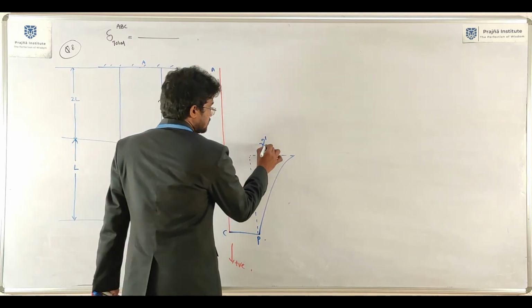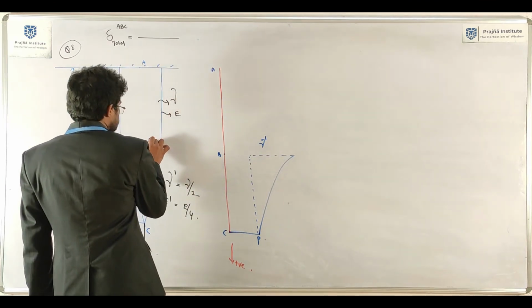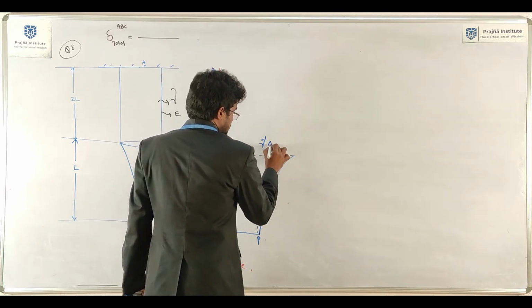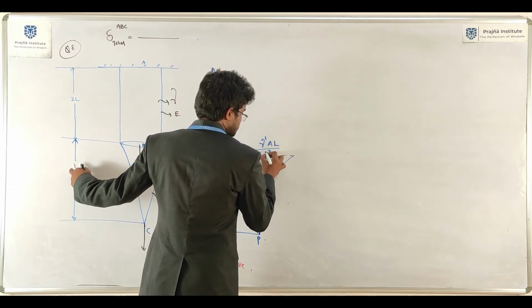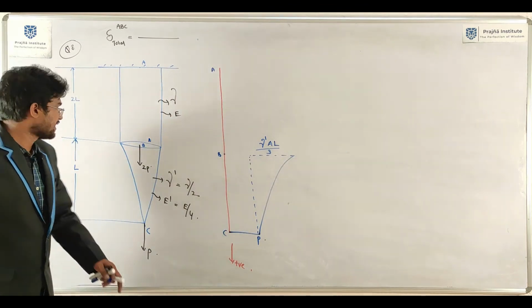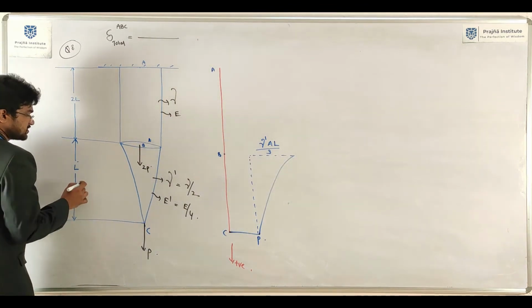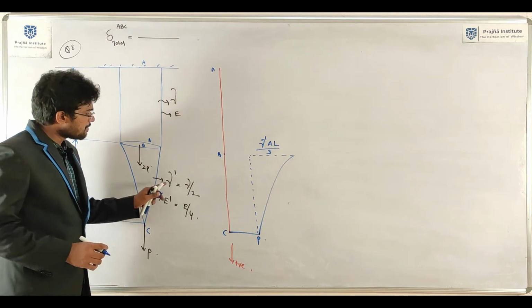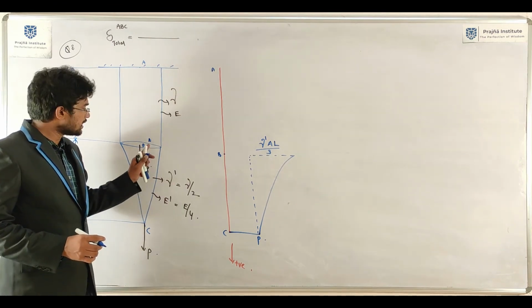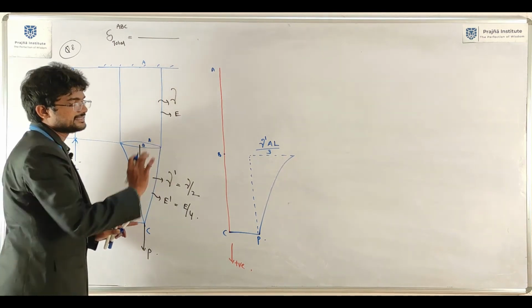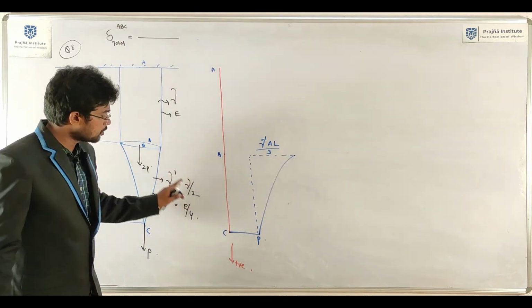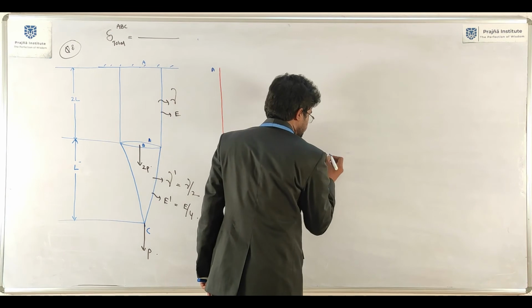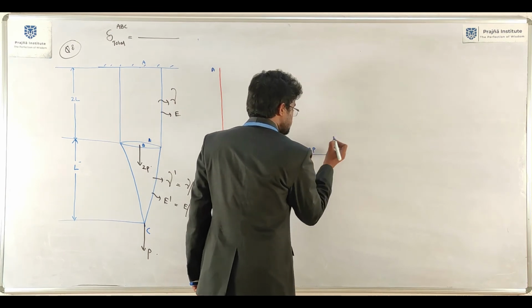Gamma dash, it is A, of course, and it is L by 3. Gamma dash, here you can take L dash, no issue. Gamma dash is the material, area, length by 3. That's it. Now I am here, I have seen the load, both are acting in the same direction. That means you will get 2P here.